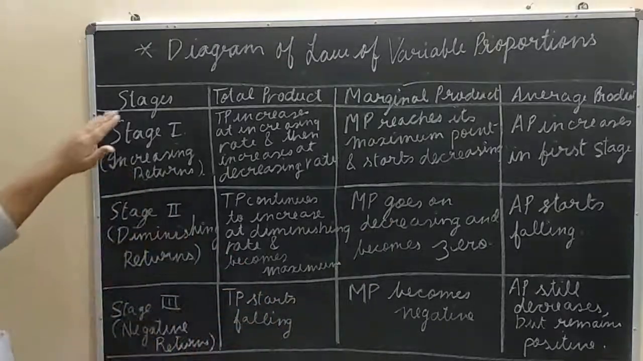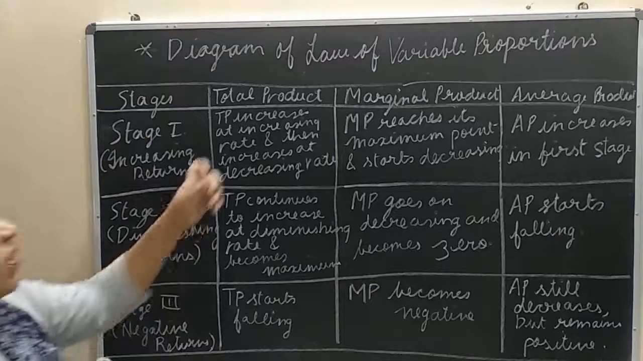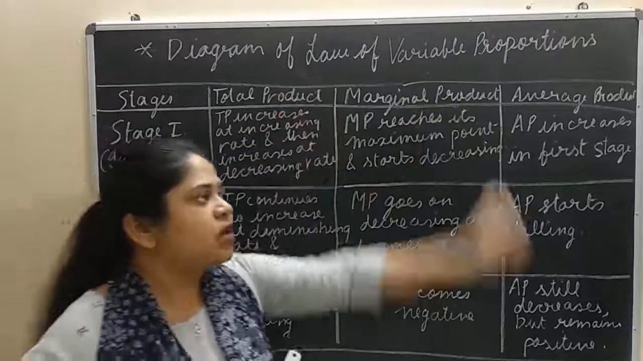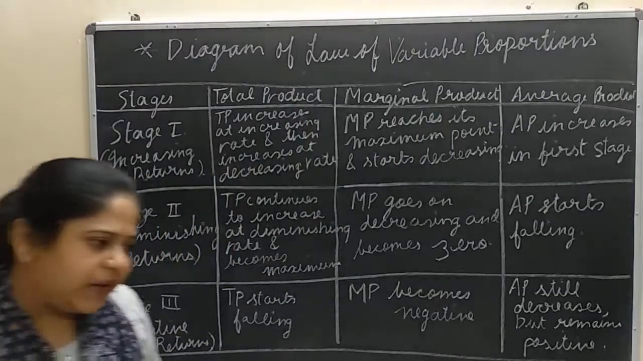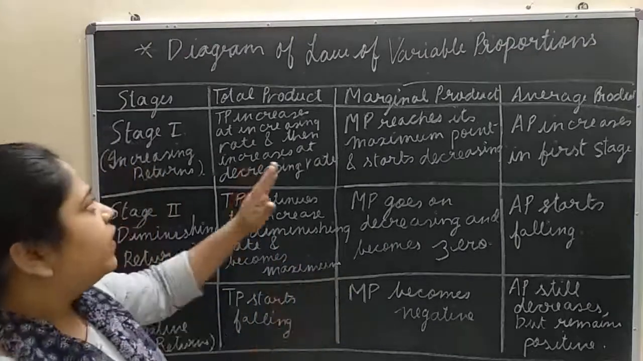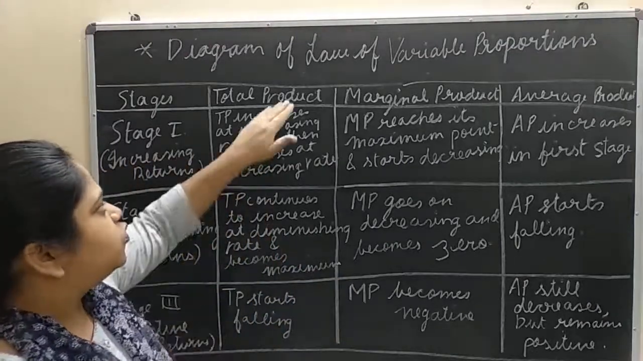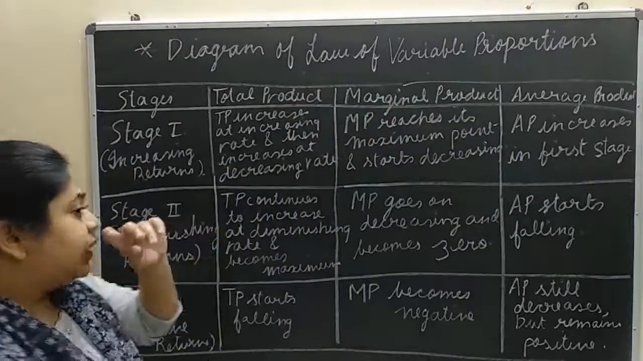So, every stage, increasing returns, diminishing returns and negative returns, is to be explained with three factors: total product, marginal product and average product. जब भी हम लोग इन तीनों stages को explain करेंगे, whenever we are going to explain the three stages, we need to explain them in respect to total product, marginal product and average product. Okay, check the diagram now.